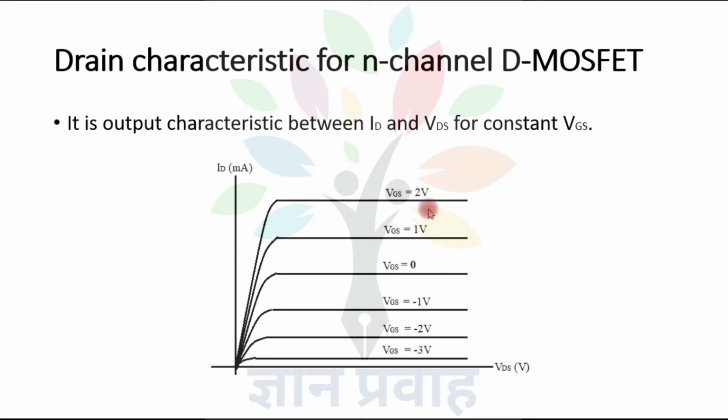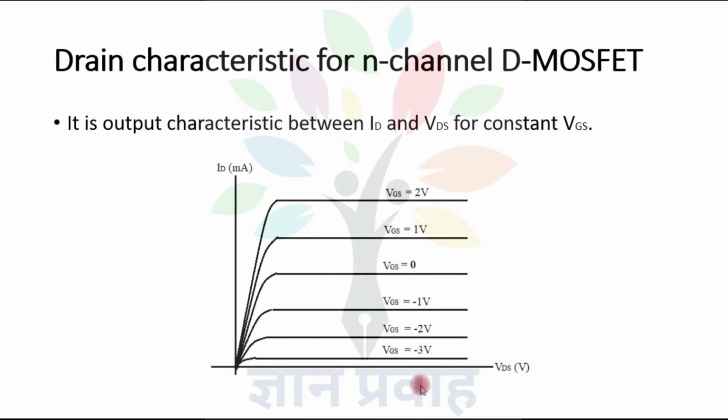When VGS is increasing in the positive direction, the drain current is also increasing because the number of charge carriers is increasing in the channel region. In the case of the N channel, the charge carriers are electrons, so electrons increase in the channel region when we apply positive gate voltage. When we apply reverse gate voltage, the drain current decreases, and at a certain point the drain current is equal to 0.